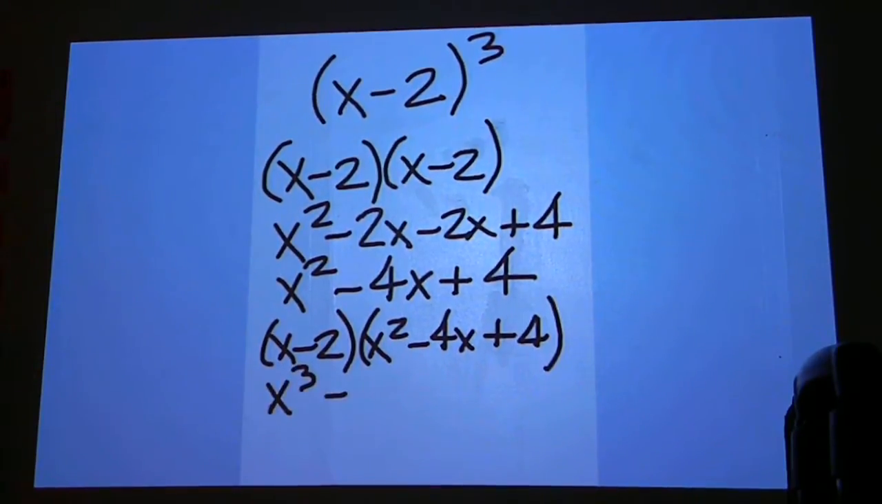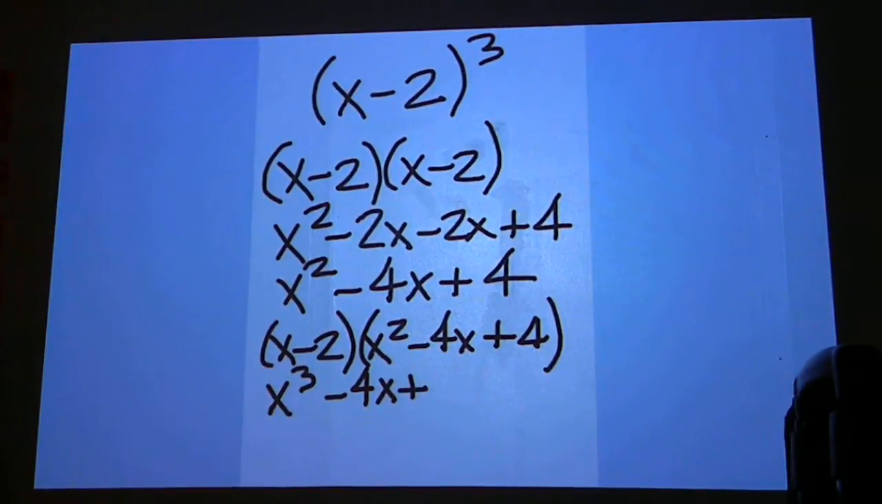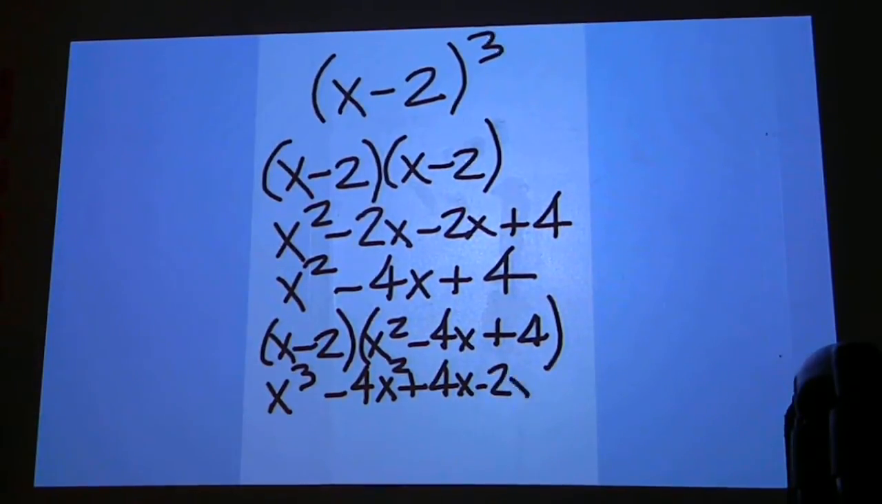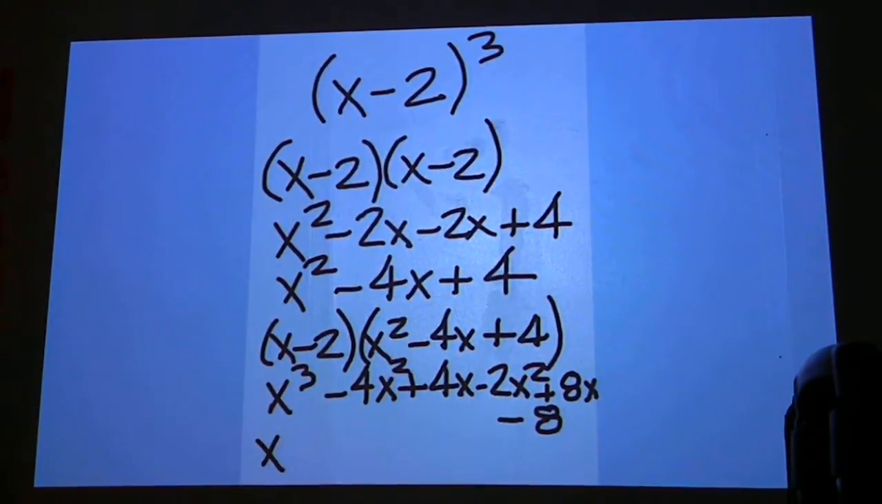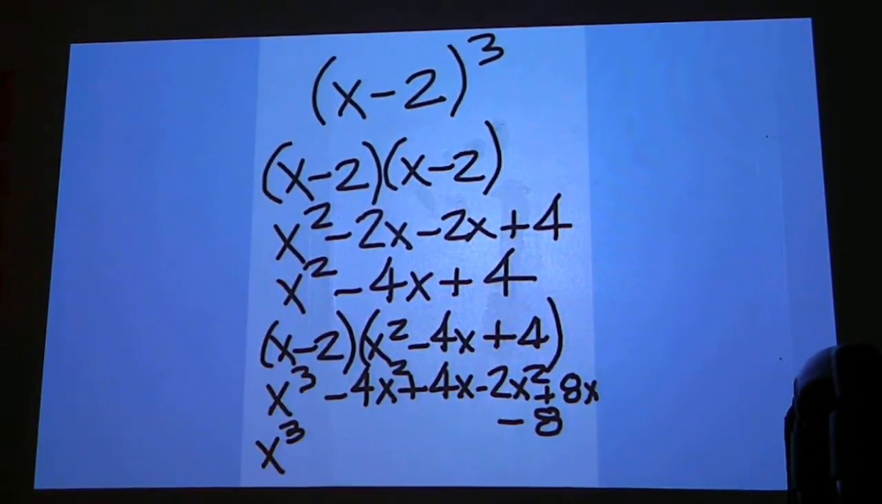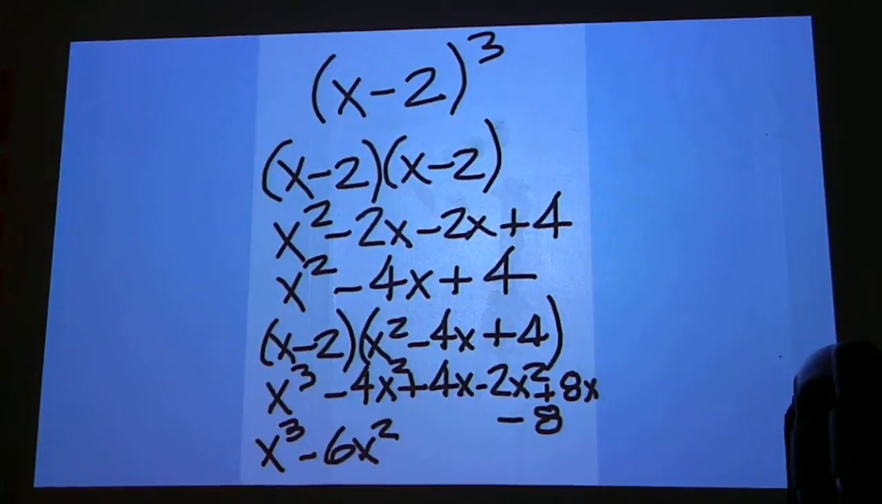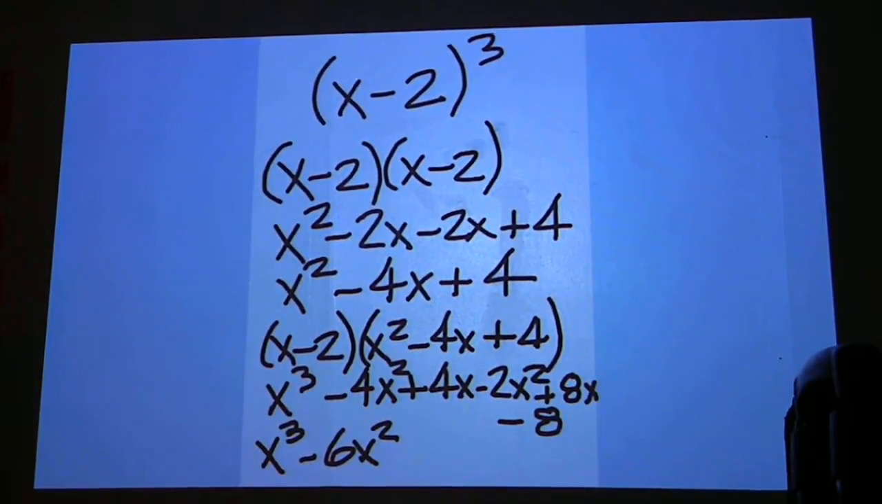to the third minus 4x squared, and then plus 4x, and minus 2x squared plus 8x, and then minus 8. Alright, so now simplify. x to the third, and then we're going to have minus 4x squared minus 2x squared. That's minus 6x squared. And then for our x terms, x to the first power, we have 4x and 8x, that is 12x. And then we finish off with minus 8.